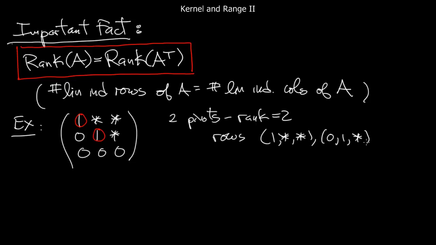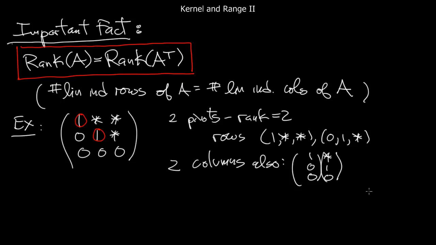On the other hand, how many linearly independent columns does it have? Well, also 2, the 2 pivot columns, which are 1 0 0 and star 1 0. And so this last column doesn't matter. It's linearly dependent on the previous 2. And so that's one way to think of this identity. It's the number of pivots when you put the matrix in row echelon form.